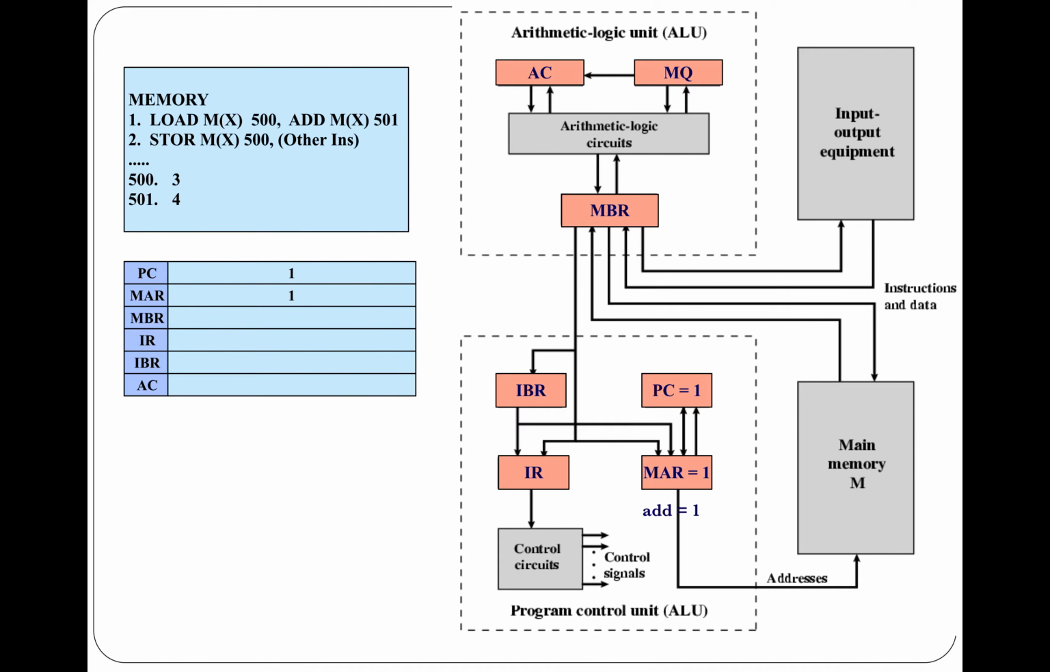So the MAR equals 1, and it goes to the main memory. From the main memory, I can see that the information is load MX500 and add MX501. Any kind of data first goes from main memory to the MBR. So the value of the MBR will be uploaded in the left hand side box, as you can see below. The MBR consists of two parts: load MX500 and add MX501. This information is bifurcated into two parts: left part and right part. The right part of the instruction comes to IBR.